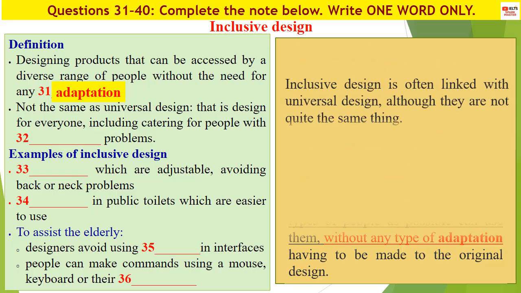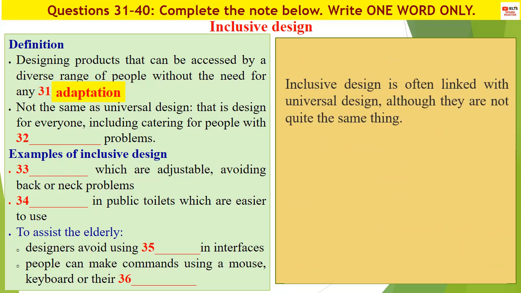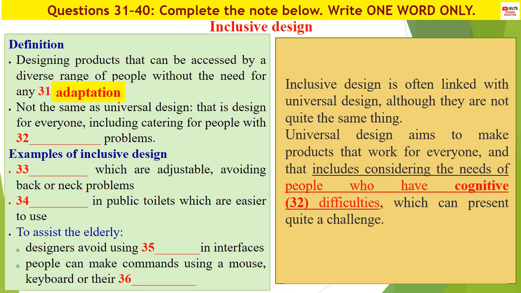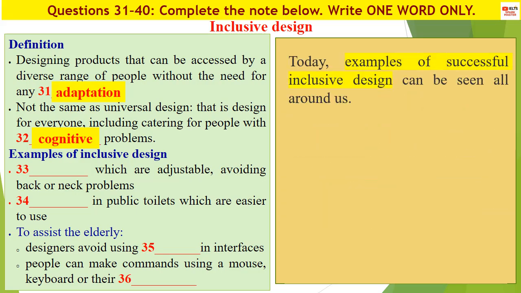Inclusive design is often linked with universal design, although they are not quite the same thing. Universal design aims to make products that work for everyone, and that includes considering the needs of people who have cognitive difficulties, which can present quite a challenge. Today, examples of successful inclusive design can be seen all around us.